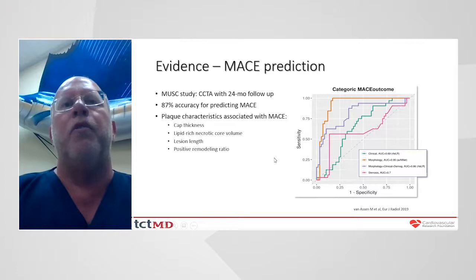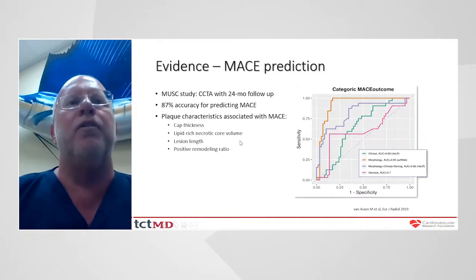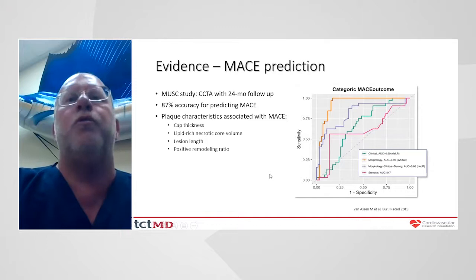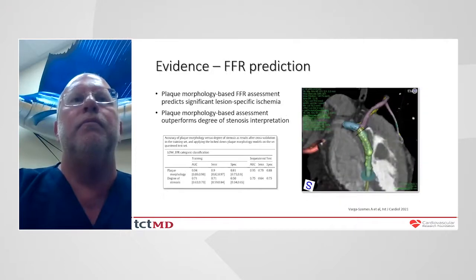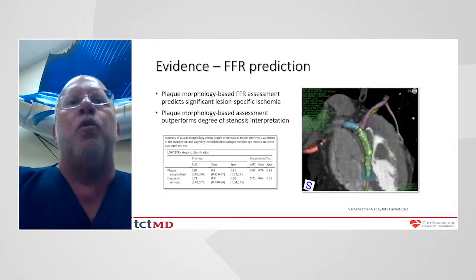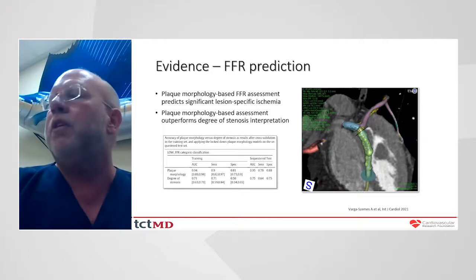The characteristics that were the most important and most strongly associated with adverse outcomes were the cap thickness, the lipid-rich necrotic core volume, the lesion length, and the positive remodeling ratio. Those were the strongest predictors whether or not a patient would have an adverse event. So based on that, we believe that plaque morphology-based FFR assessment, let's do that again.